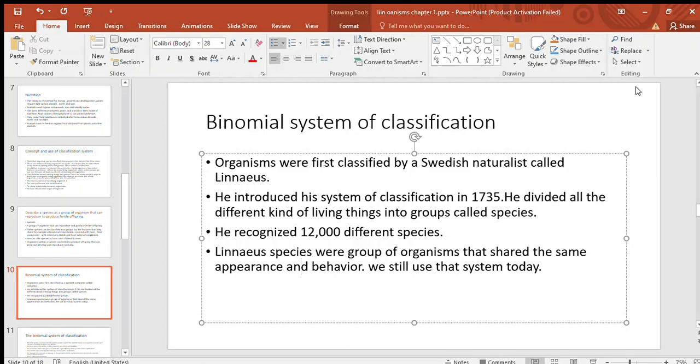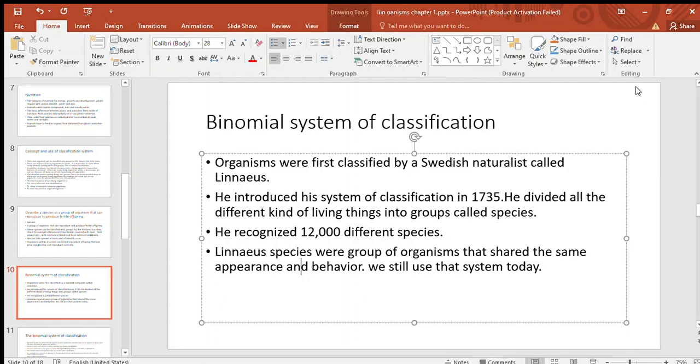Today we will learn about the binomial system of classification. Organisms were first classified by a Swedish naturalist called Linnaeus. Linnaeus introduced his system of classification in 1735 and he divided all the different kinds of living organisms into groups called species.